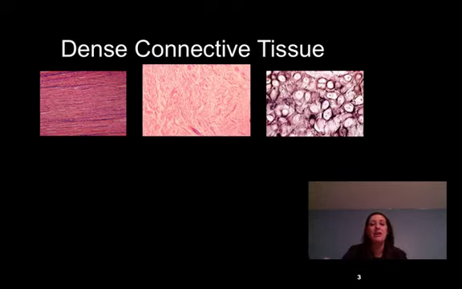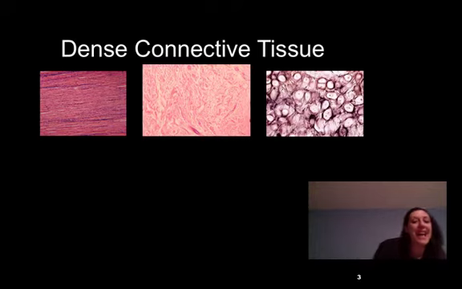It also is found in the dermis of the skin, stretching, pulling, different directions. Think about the function and the form. Remember, those things go hand in hand.